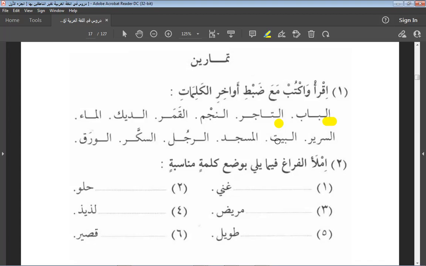You just need to know the 14 that are qamariya and the 14 that are shamsiya. Fortunately, for those who are used to madrasa and all that, you don't even need this lesson. Automatically, when you see a word like this, you pronounce it that way. So you wouldn't need it so much, but you will need it because you might end up having to teach somebody.